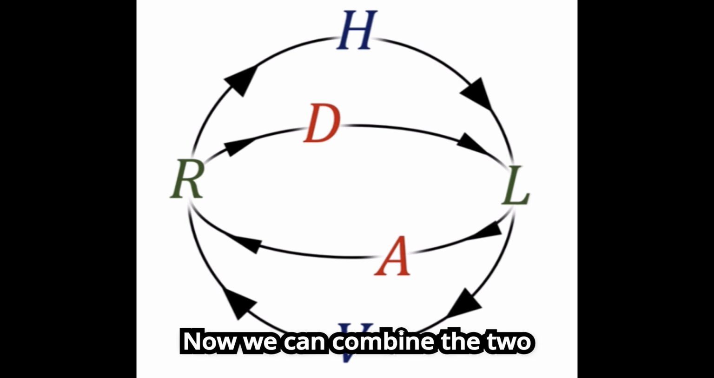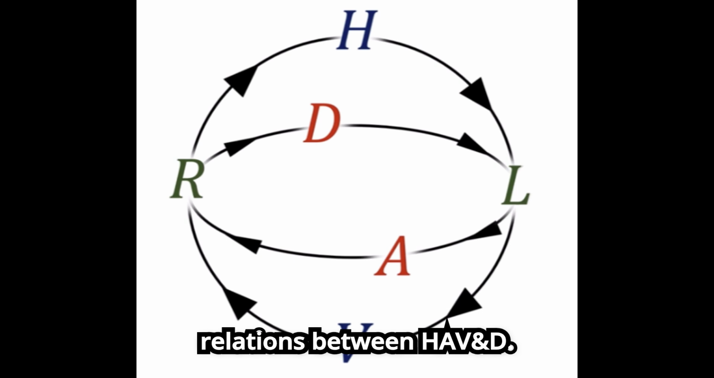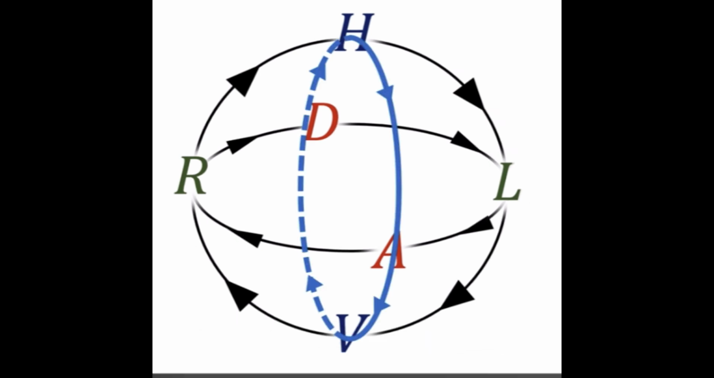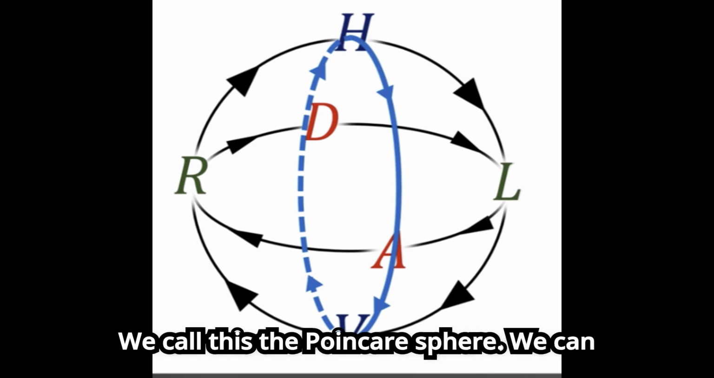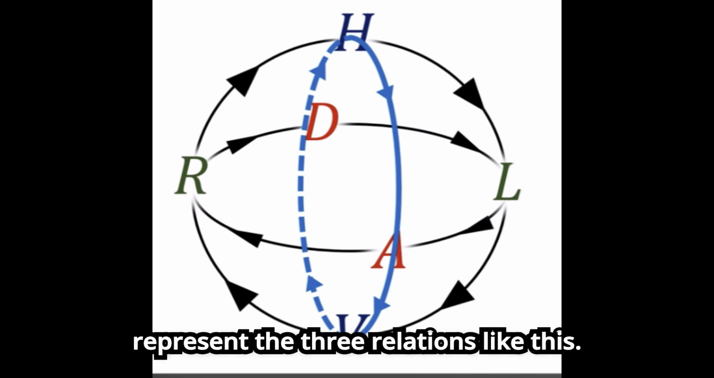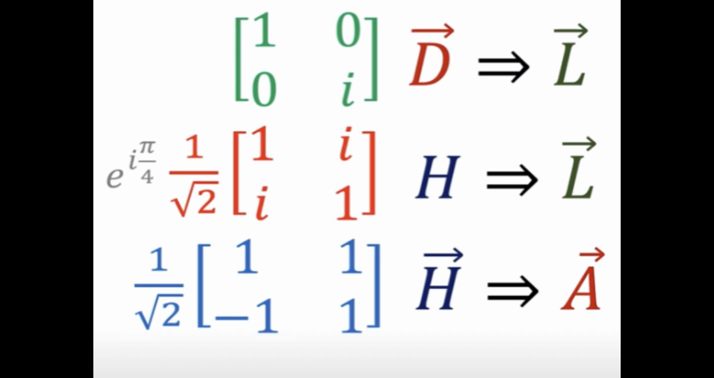Now we can combine the two transformations we have like this into a sort of a sphere. We can derive the relations between H, A, V, and D. So now we have a fully completed sphere. We call this the Poincare sphere. We can represent the three relations like this. By generalizing these matrices, we can reach any point on the Poincare sphere.